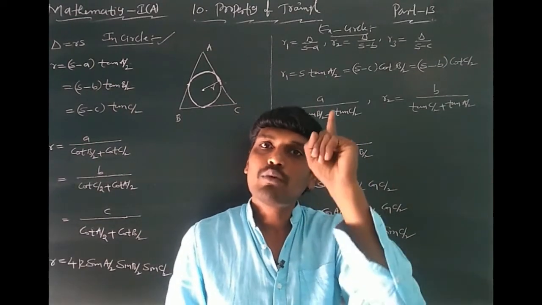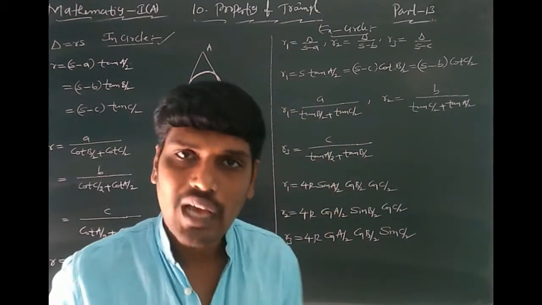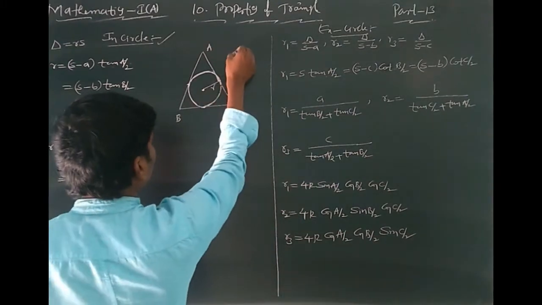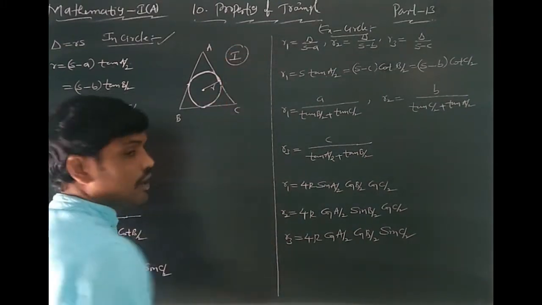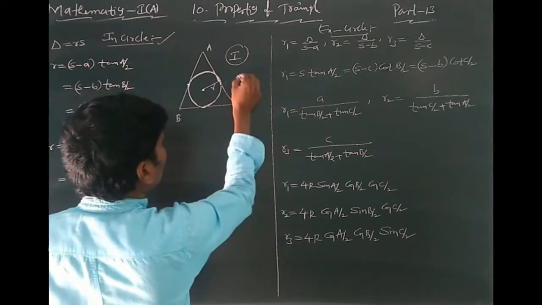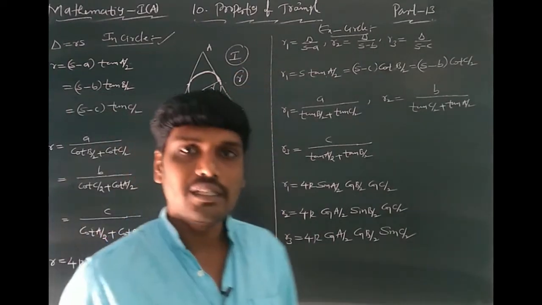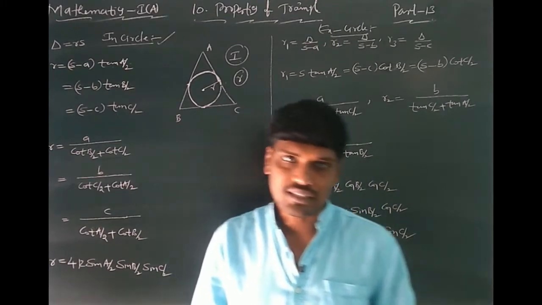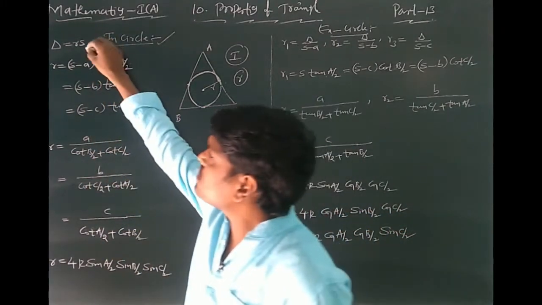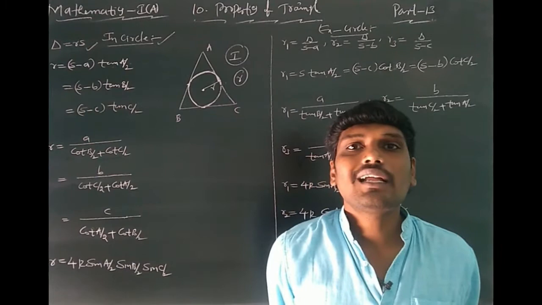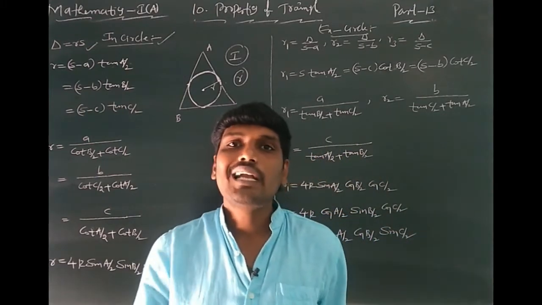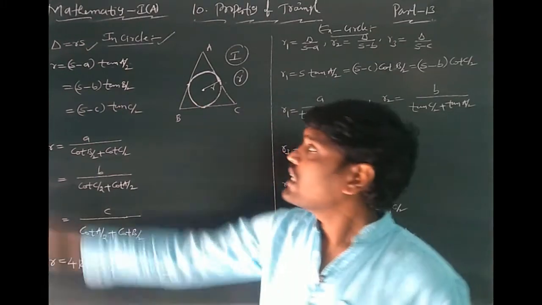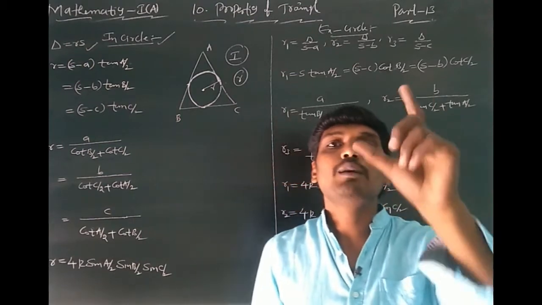The in circle has only one center and only one radius. That center we take as I, the center of the in circle. Small r is the radius of the in circle. In this in circle, there are some formulas. What is the first formula? Delta, which is the area of the triangle. Delta equals r into s. Here s is half of the perimeter.